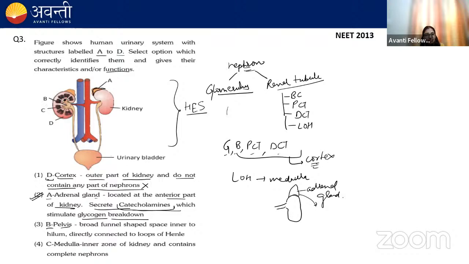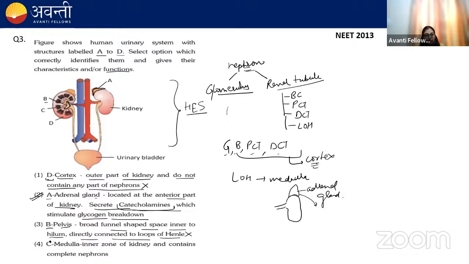B is pelvis. Yes, this is a funnel shaped space which is known as pelvis. Yes, B is pelvis, a broad funnel shaped space inner to the hilum. Directly connected to the loop of Henle? No, it is not directly connected to the loop of Henle.